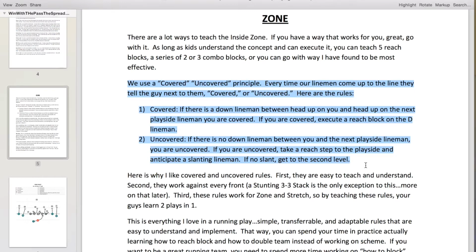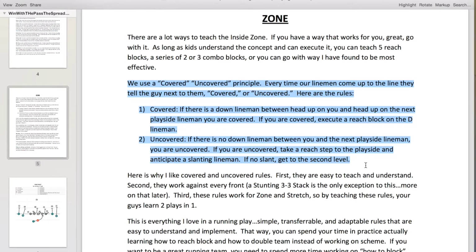So when our linemen come up to the line of scrimmage, they're going to tell the guy next to them, I'm covered or I'm uncovered. So here's your rule: if there is a down lineman between head up on you and head up on the next play side lineman, then you are covered. If you're covered, then you reach block the defensive lineman.